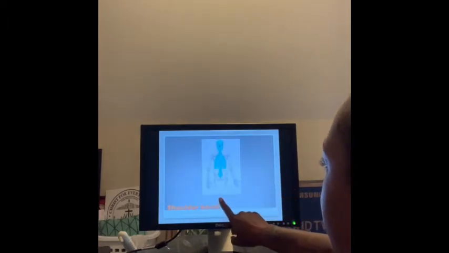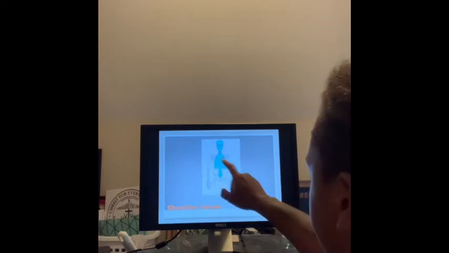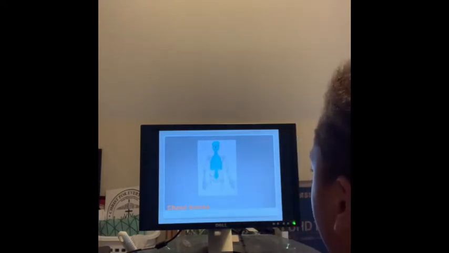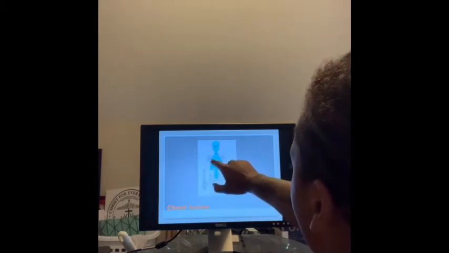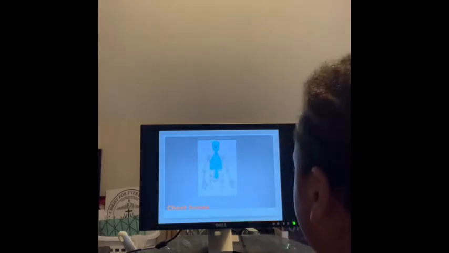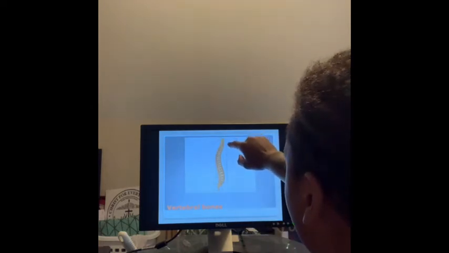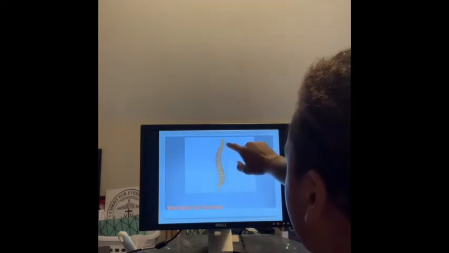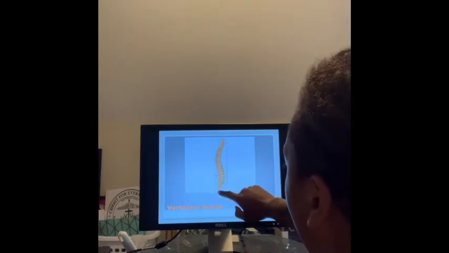You have the shoulder bones, which have the clavicles and the scapula. And the chest bones, you have the sternum right here, the rib cage. You have the vertebral bones, which are the cervical, the thoracic, the lumbar, the sacrum, and right here is the coccyx.